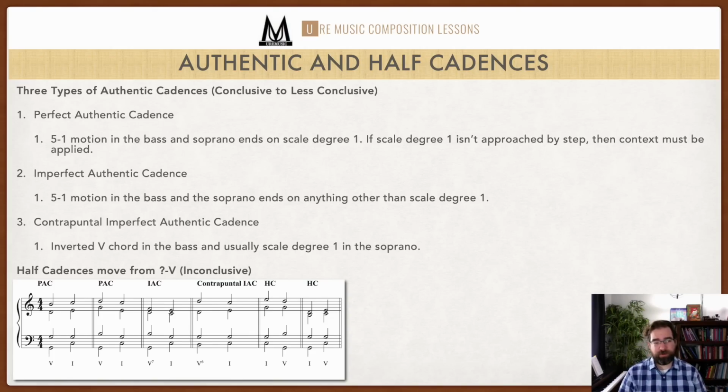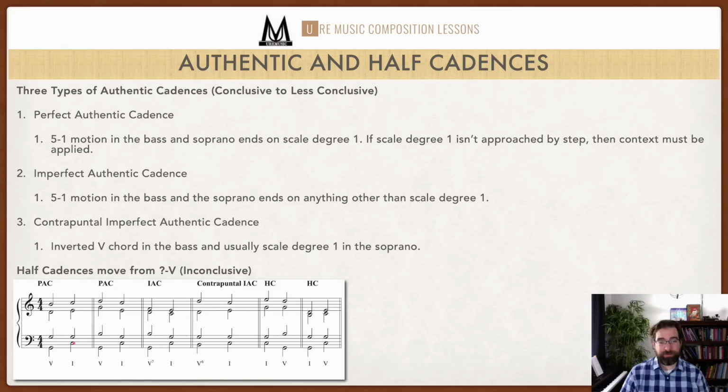So the first thing you need to know is the difference between an authentic and a half cadence. There's basically three types of authentic cadences, and they're listed in order on this page from the most conclusive to the least conclusive. Your first one would be the perfect authentic cadence. We've talked about this a little bit, but this is where you have 5-1 motion in the bass, referring to the scale degrees, so scale degree 5 in the bass moving to scale degree 1. As you can see in this image, you've got the 5th scale degree of C, which is G, and it just resolves to 1 in the bass.